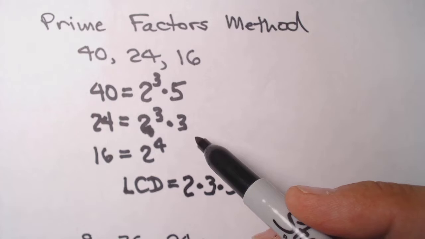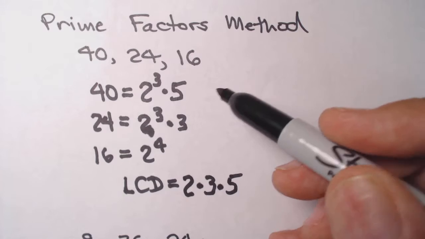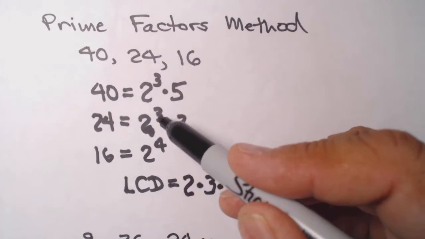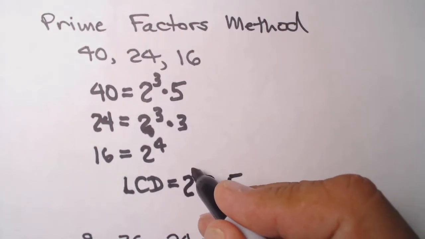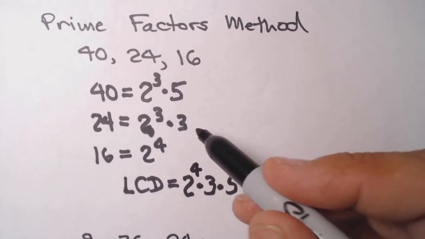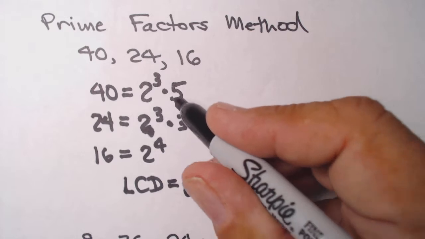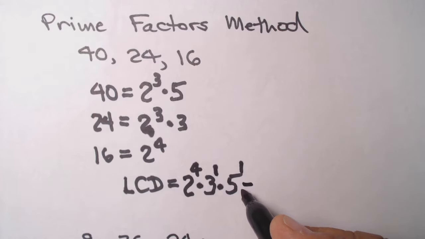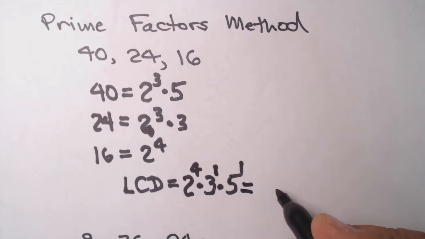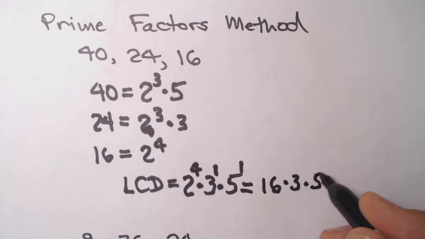Now we go back and we take the higher power that we see for each of these bases. Well, the 2, I've got 3 twice and 4 once. 4 is higher than the 3's. So what I do is say 2 to the 4th. The 3 has just 1. If you want to put an exponent of 1 here, you can. And the 5 is just 1 as well. If you put this back together, this is going to be what your LCD is. 2 to the 4th is 16 times 3 times 5.